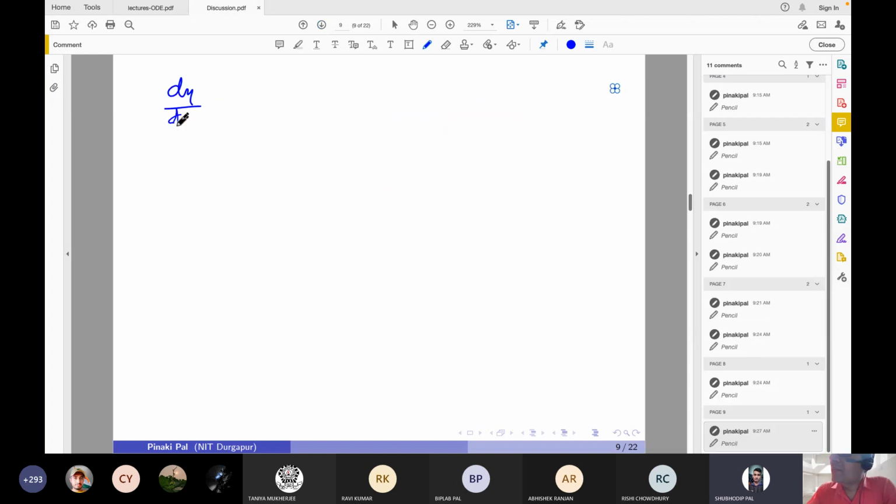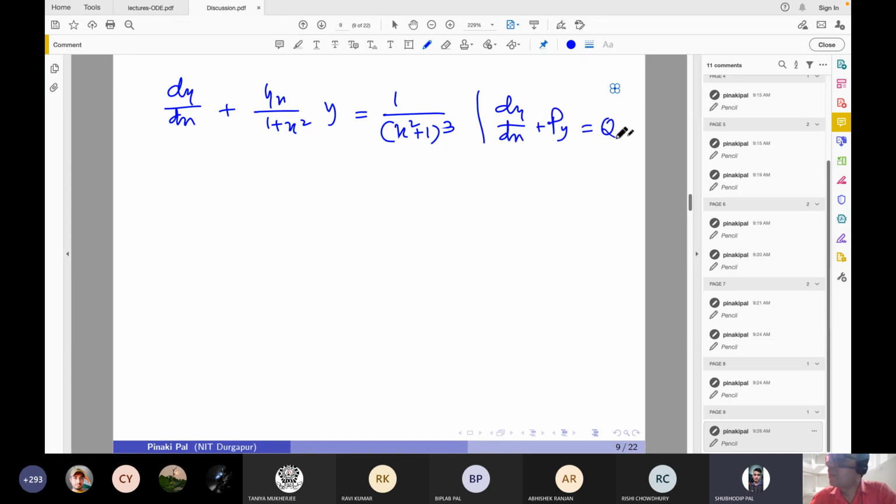dy/dx + 4x/(1+x²) y = 1/(x²+1)³, I think. Let's see once again. Now this is in the form dy/dx + Py = Q, where P and Q are functions of x. So what is your integrating factor? That means the function of x by which, if we multiply the differential equation, it will become an exact differential equation.